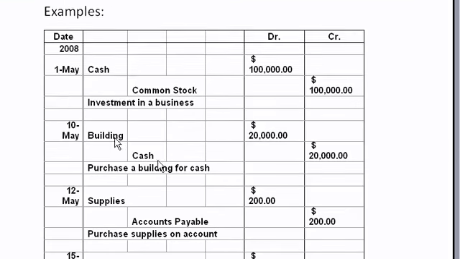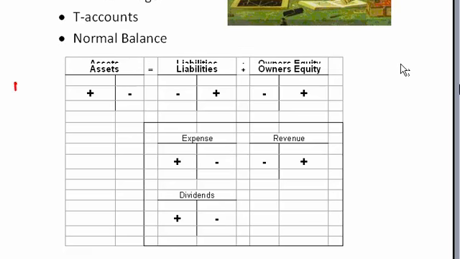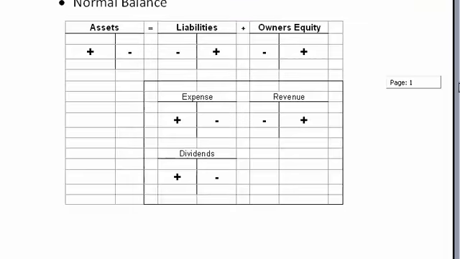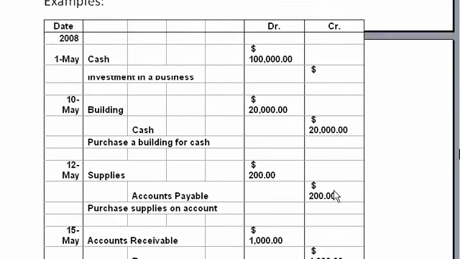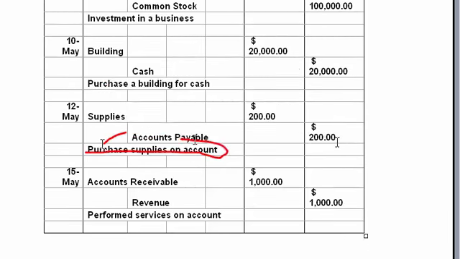We have a building here in cash. At that point, you need to recognize that the building is an asset and it went up, and the cash is an asset and it went down. So when we buy a building for cash, it's just an exchange of an asset. So to record that exchange of an asset, we would have to capture a debit to the building account, a credit to the cash.